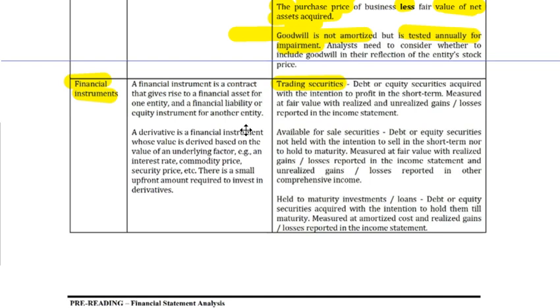The intention is to profit in the short term, and these get measured at fair value with realized gains as well as unrealized gains and losses, going through the income statement.